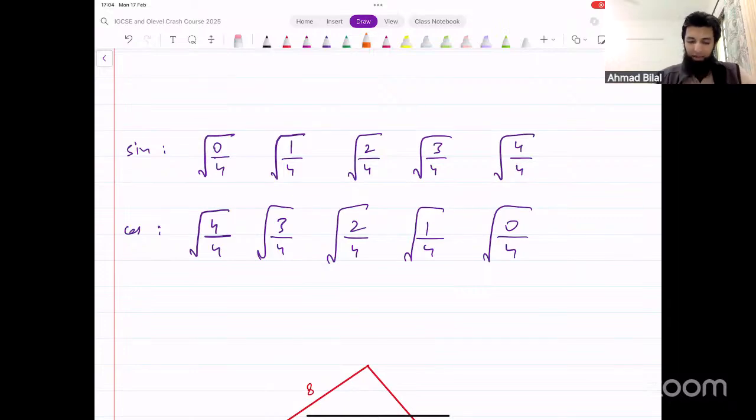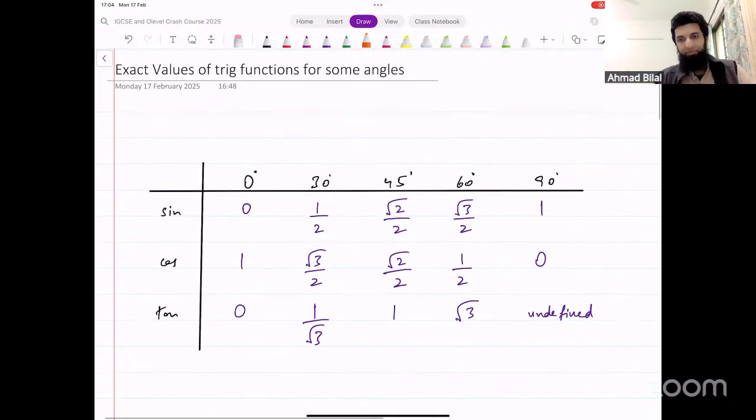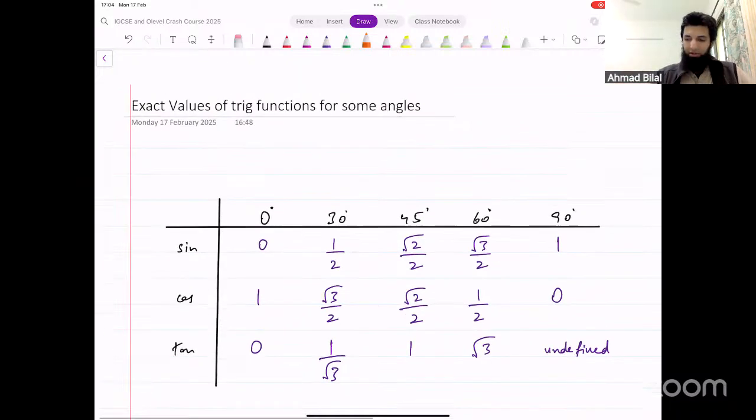All right, make sense? Any issues with this? Any problems with this? Okay, good. Let's move on then.